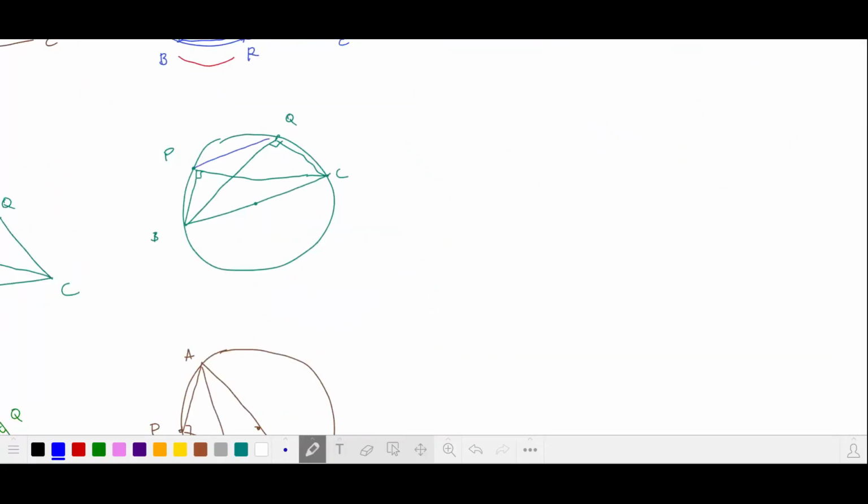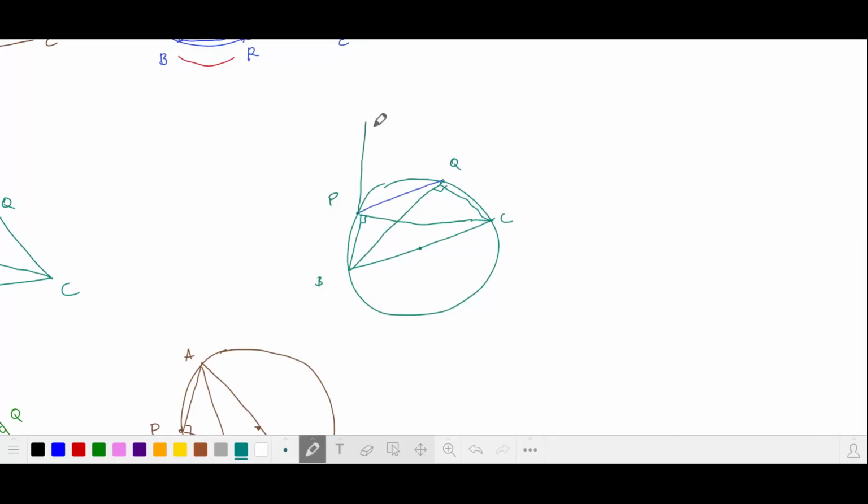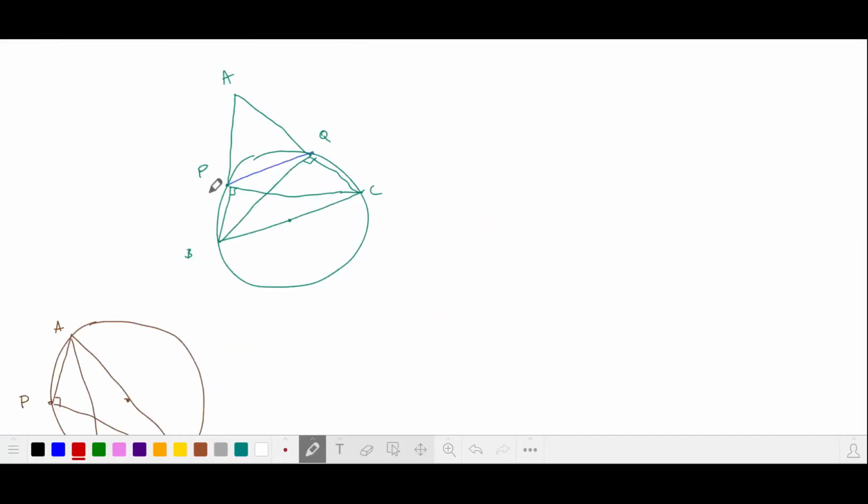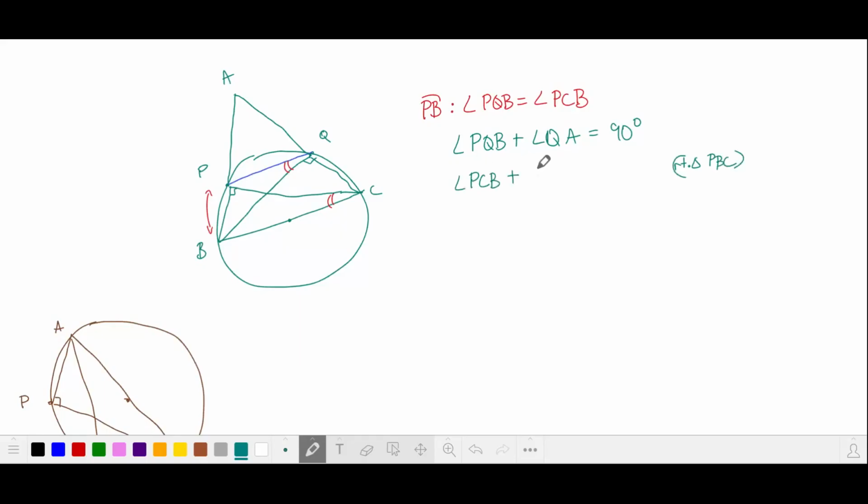I'll join PQ, completing our cyclic quad, and extend these segments to complete triangle ABC. Looking here at arc PB, these angles from Q and C cut off this arc, so PQB is the same as PCB, and PQB and PQA right next to it sum to 90 degrees. And then looking at right triangle PBC at the bottom, we have angle PCB and PBC are the two acute angles of this right triangle, so they also sum to 90 degrees. These two are the same, so angle PQA is the same as angle PBC.